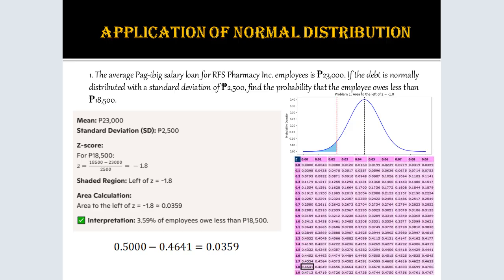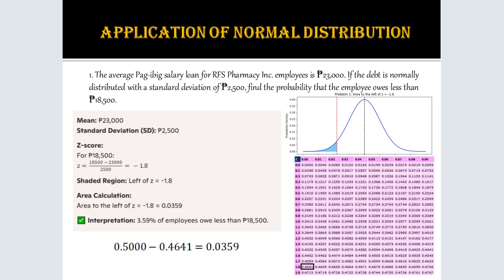Okay, so let's now proceed with the application of normal distribution. Example number 1. The average Pag-ibig salary loan for RFS Pharmacy Incorporated employees is 23,000. If the debt is normally distributed with a standard deviation of 2,500, find the probability that the employee owes less than 18,500. So we have the mean.